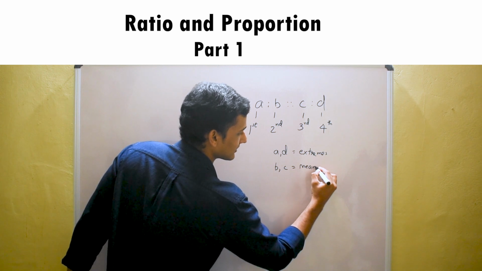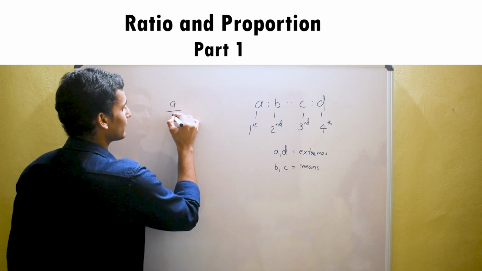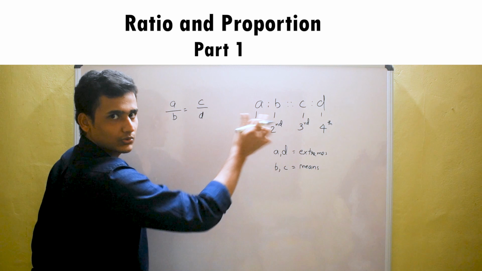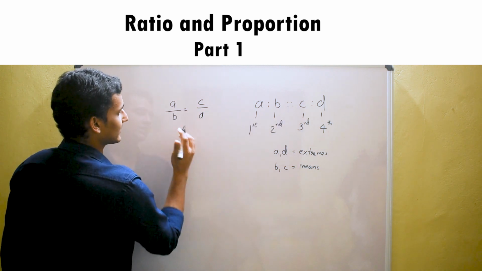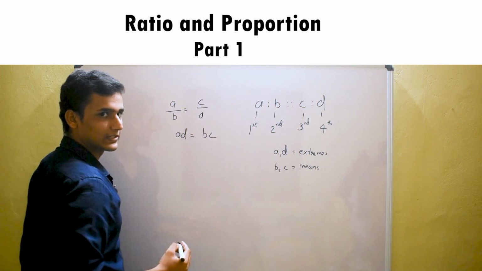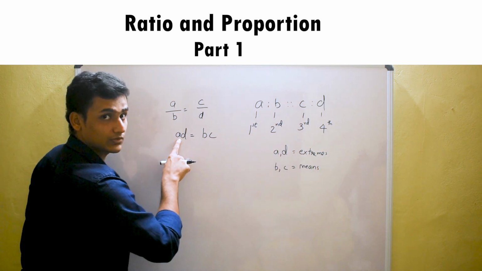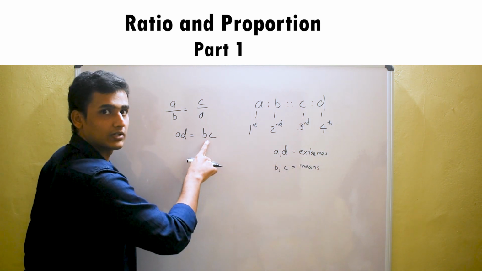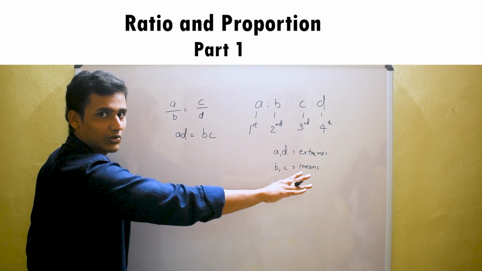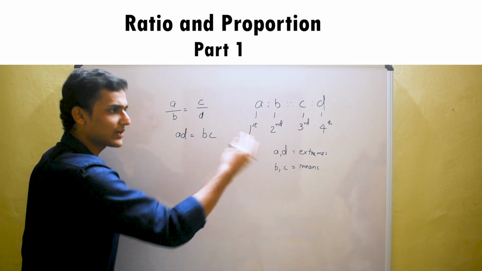Now, if A by B is equal to C by D, that is A is to B is proportional to C is to D, cross multiply, AD is equal to BC. Product of the extremes AD is equal to product of means. You don't want to study these key terms, you don't want to worry about that, just go through this concept, that's all. Let's start with an example.